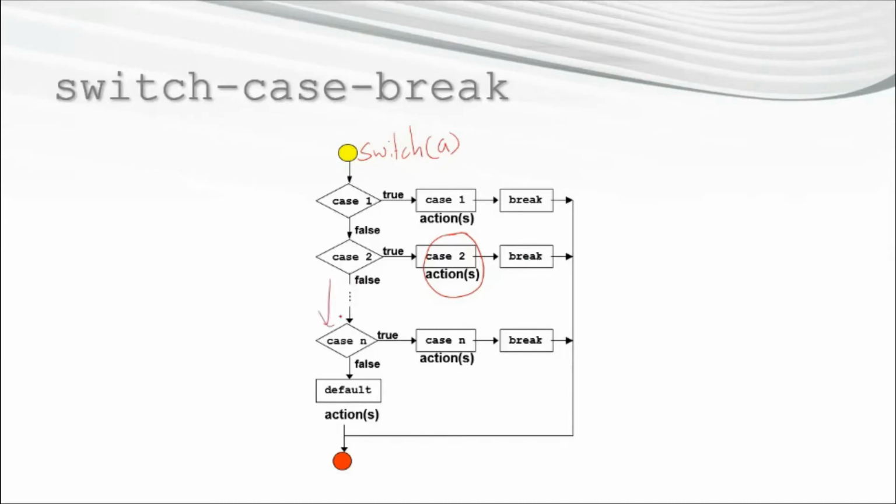Thus, it goes to n different options. That is, if the value of A is n, and that is true, then we go to the case n actions. That number of possibilities are there. Then a default condition is also possible.